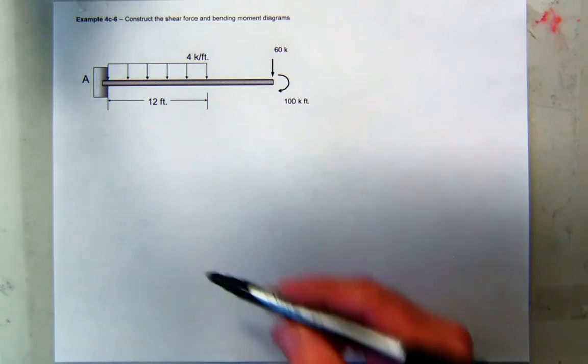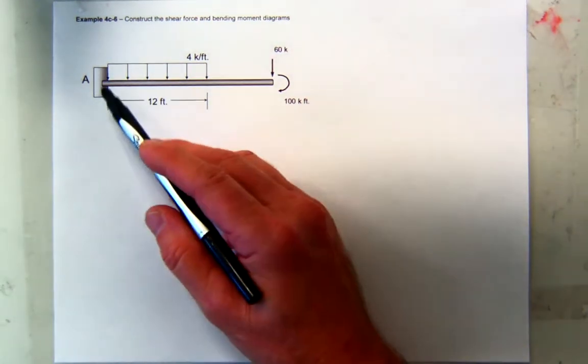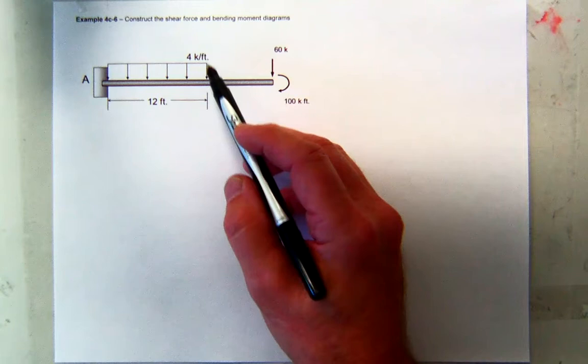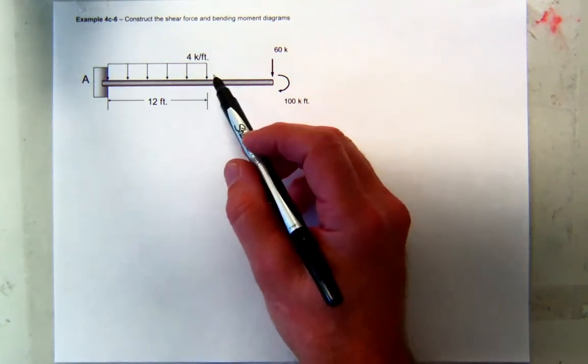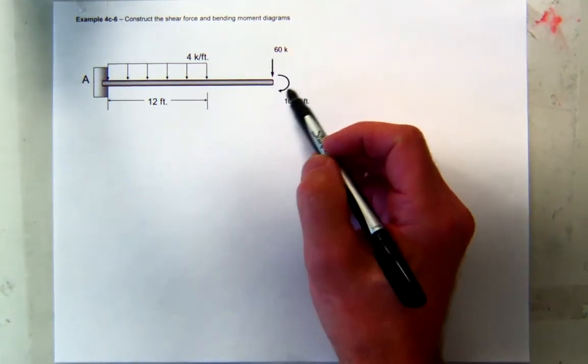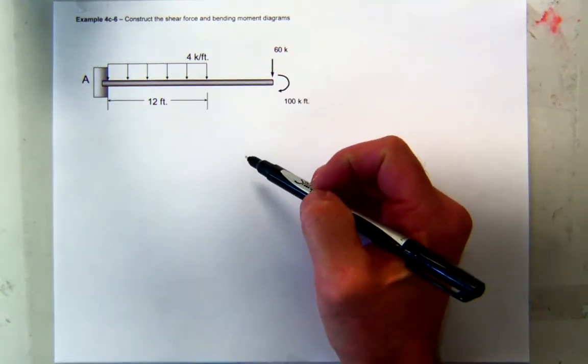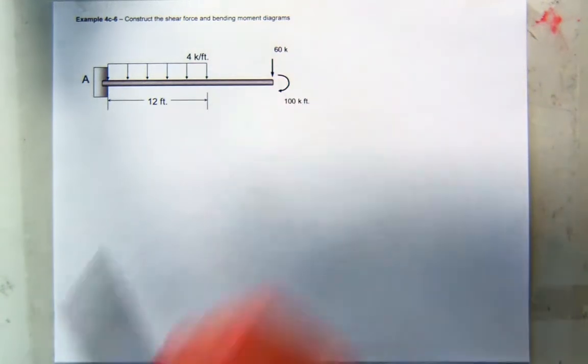All right, let's try this one. So we've got a cantilever beam that's got a uniform load partially, and then it's got a point load and a point moment applied at the end. We want to draw the shear force and bending moment diagram for that.